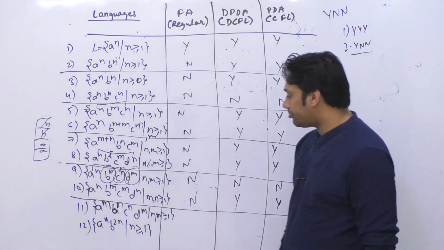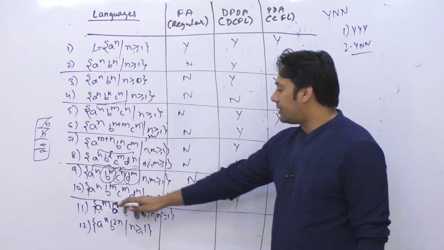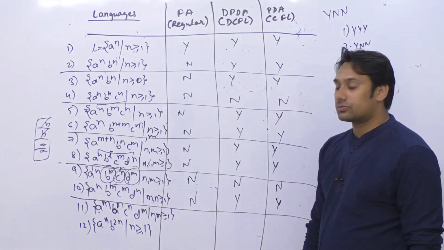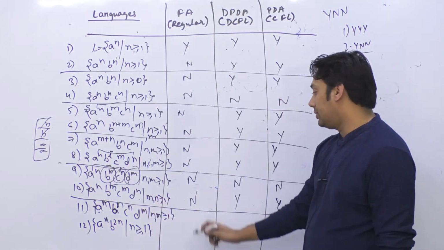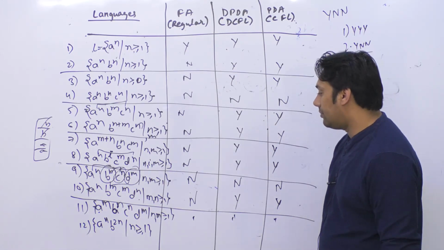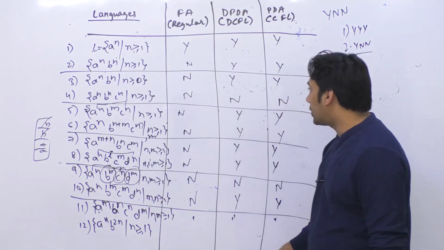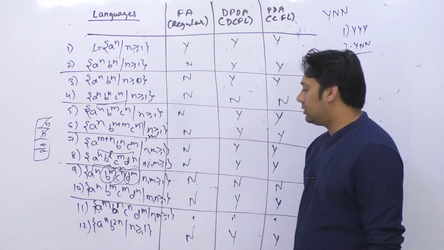Now next language here we are comparing a with d. Because we are comparing the number of a with the number of d, this 10th and 11th are the same languages, so that is why the same answer will be there. But for question number 12, you can make a DPDA as well as an NPDA, but you cannot make a finite automata.